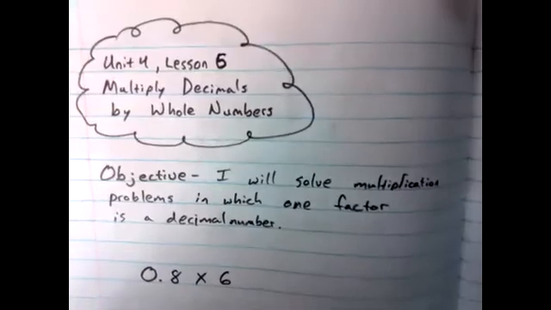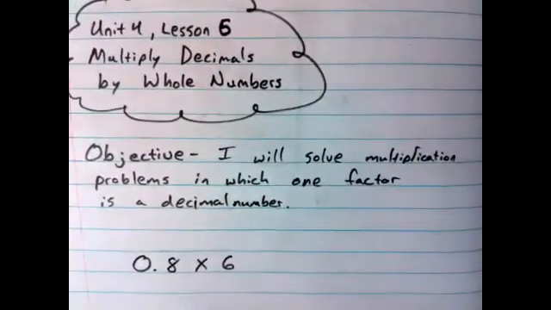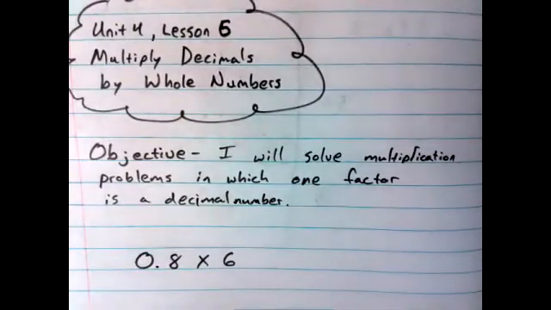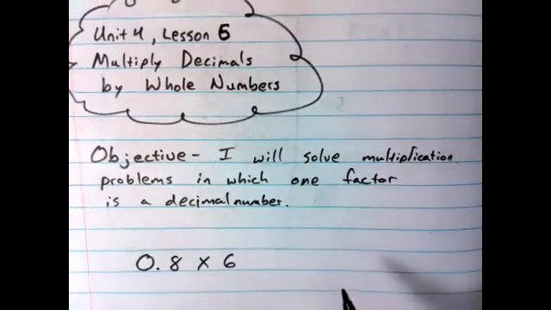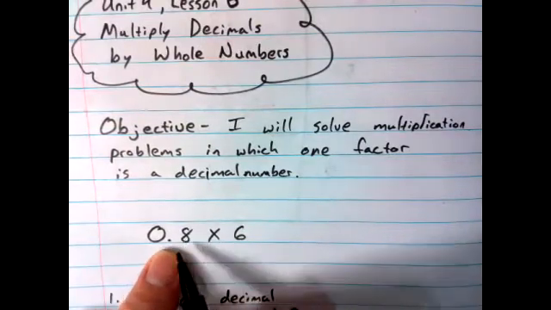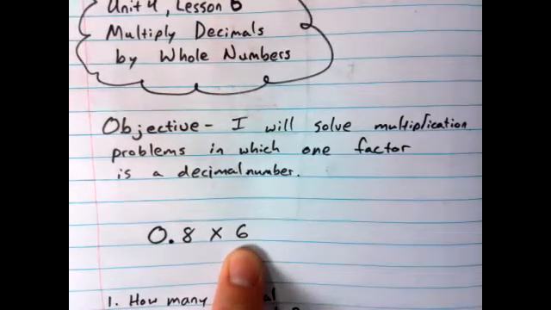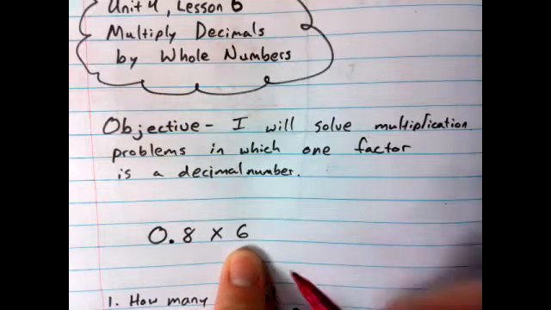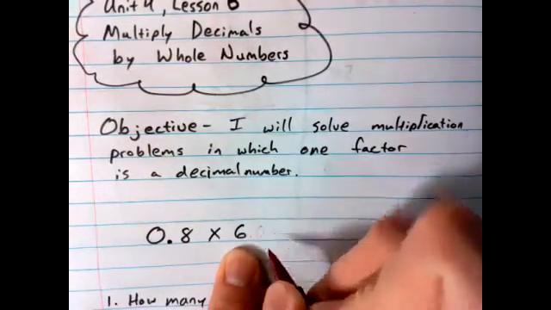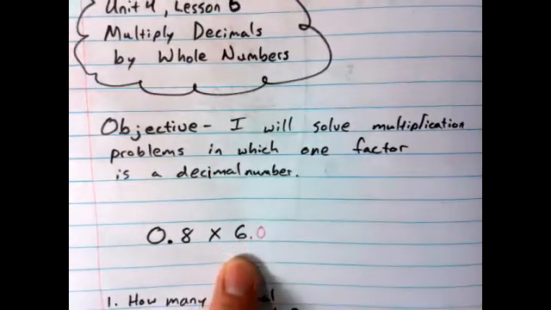Unit 4, lesson 6, multiply decimals with whole numbers. And we've got a pretty clear objective here. I will solve multiplication problems in which one factor is a decimal number. So an example of that would be 8/10 or 0 and 8/10 if we're being a fifth grader, times the number 6. And I know some of my GATE students say, Mr. McNeil, 6 has a decimal. The decimal's behind the 6, but we're going to identify this as a whole number today.